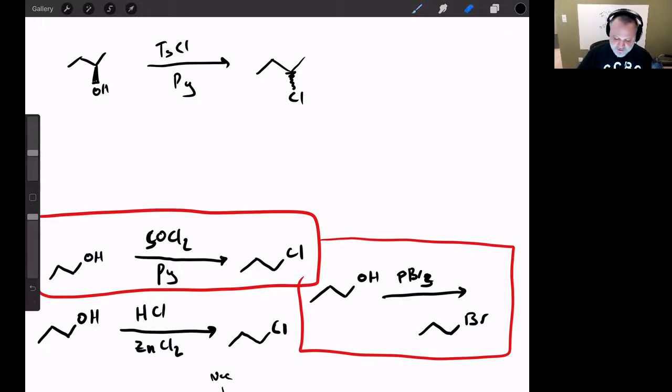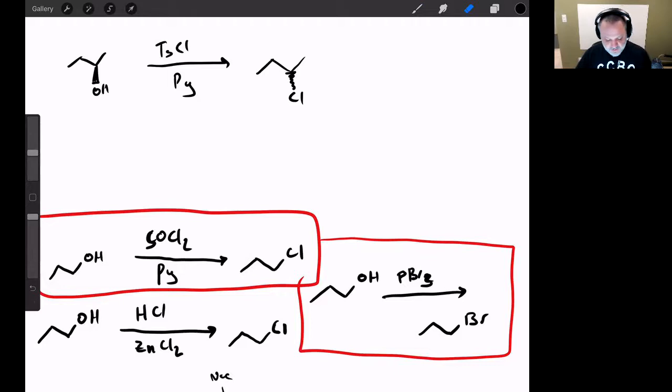So we did the reaction of SOCl2 and pyridine, HCl and zinc chloride, and then PBr3 as well to do these substitution reactions. PBr3 will add on a bromine, SOCl2 and pyridine will add on a chlorine, HCl and zinc chloride will add on a chlorine, and then tosyl chloride and pyridine will add a chlorine. So they're very straightforward ways to change OH groups into halogens. And remember, once you have a halogen on there, you can do all sorts of different reactions, primarily elimination to form alkenes.